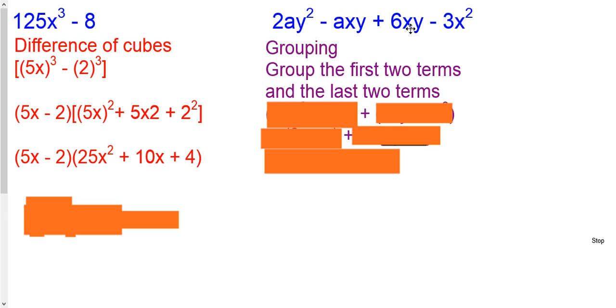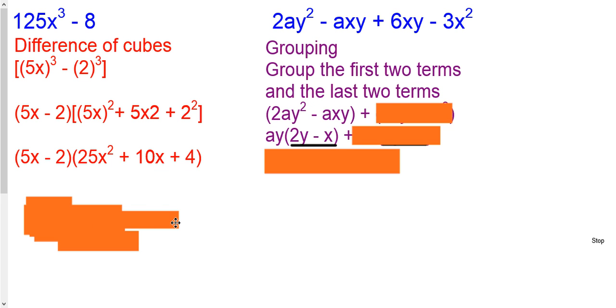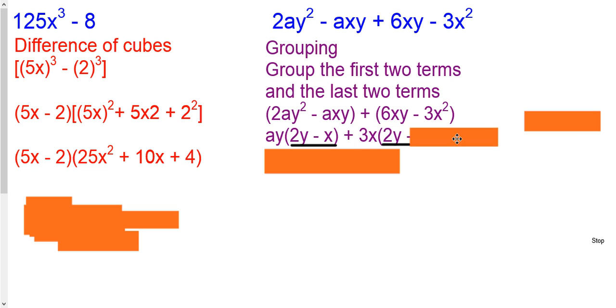Over here we have 4 terms. There's no greatest common factor, so we'll just factor by grouping. What can we pull out of the first two? Well, we can just pull out AY. And then we end up being left with this. What can we pull out of the last two? Well, we could go ahead and pull out a 3x, and then we're looking at this.